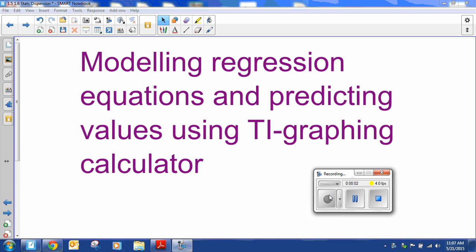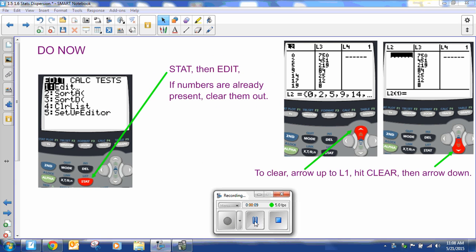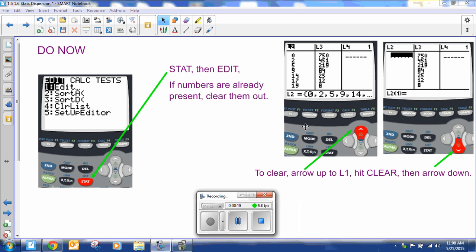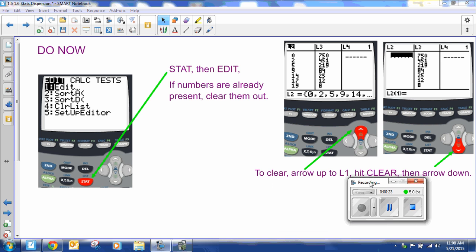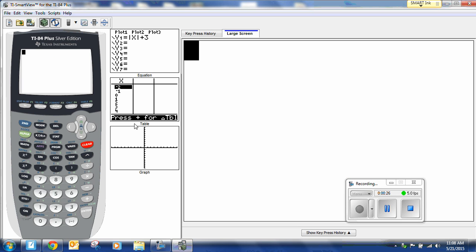Okay, in today's lesson we will be using regression models to predict values using our graphing calculators. The first thing to do is to clear any numbers that are in your lists already. And here's a step-by-step way to do it, and also show you live how to do it on the graphing calculator. So let's take a look.